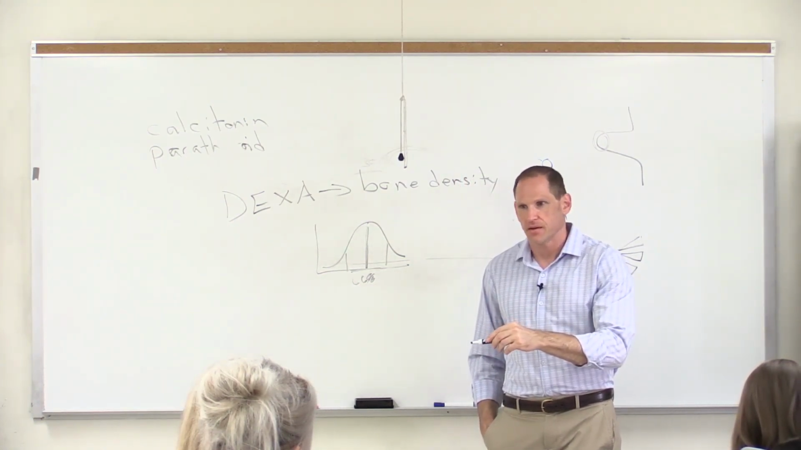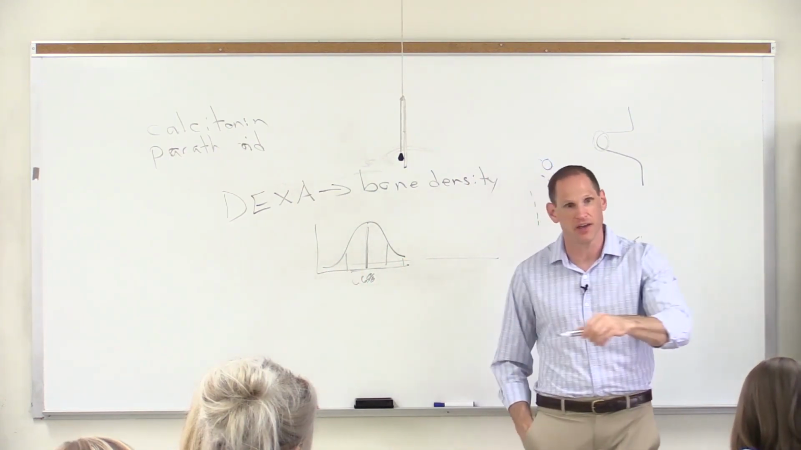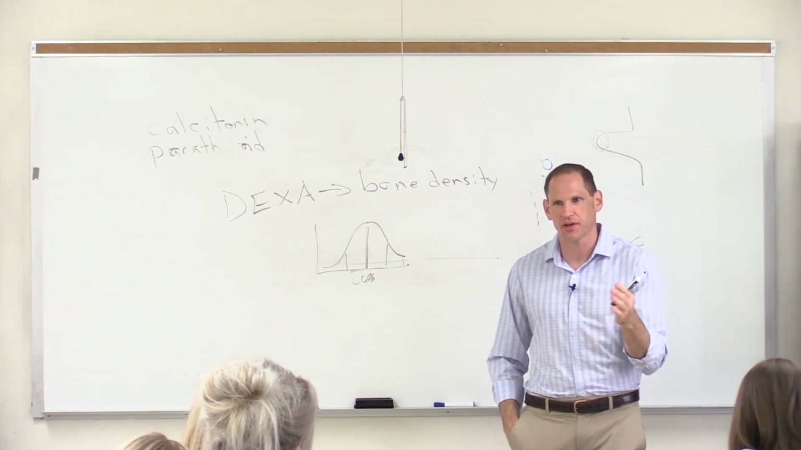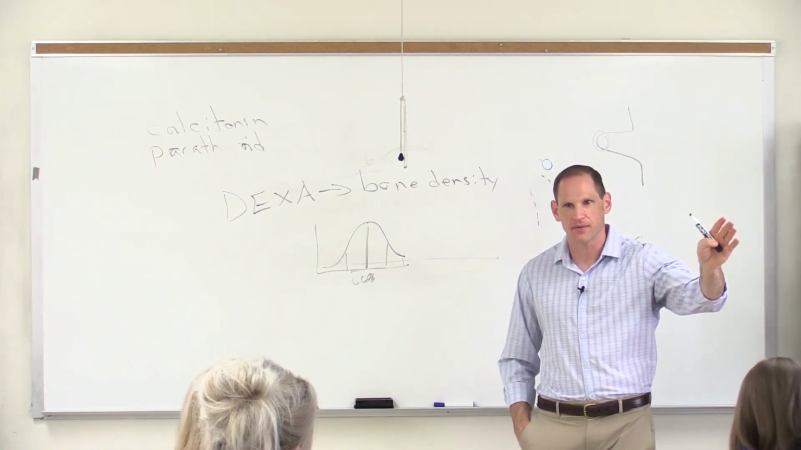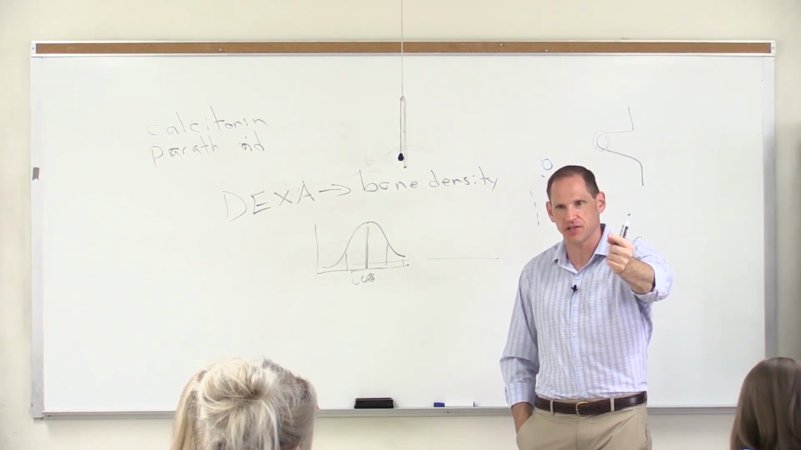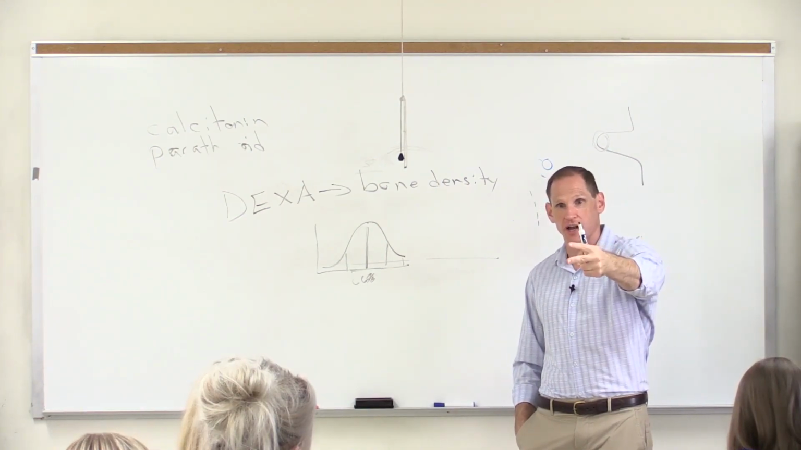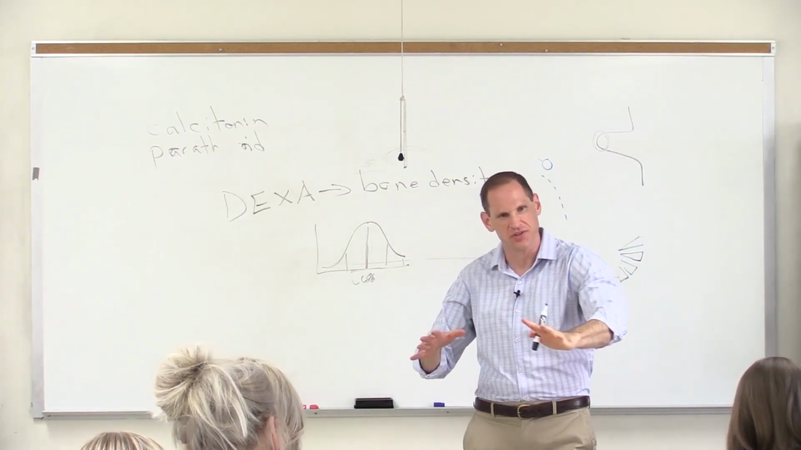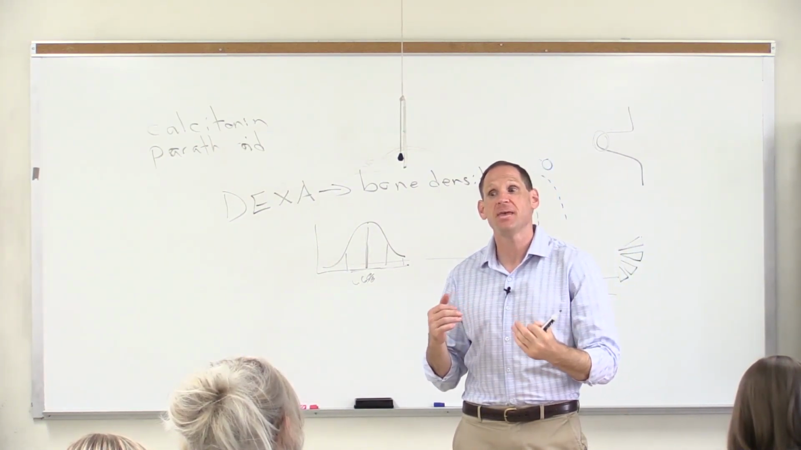If you go out two standard deviations, it's about 95% of all cases. Now, when it comes to osteoporosis, we don't care about the up direction. If you are more dense than usual, we don't care. All we care about is standard deviation in the downward direction. And there's two cutoffs. One of them, we're not going to call it osteoporosis, but you've got some bone loss, and that's going to be called osteopenia.